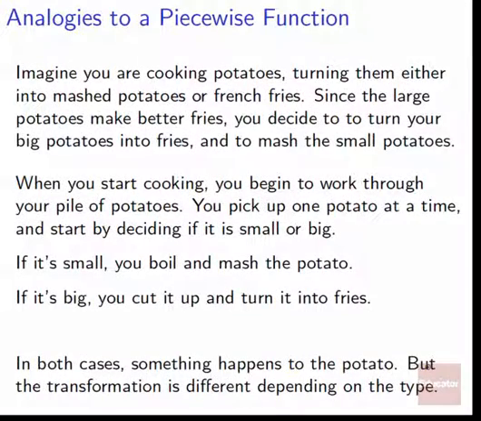First analogy, imagine you are cooking potatoes, and you're going to turn them either into mashed potatoes or French fries. Since large potatoes make better French fries, you decide to turn your big potatoes into fries and to mash up the small potatoes, right? You just bought a big pile of potatoes, so you've got some big potatoes and some small potatoes. Some of them are going to make better fries, and some would probably make better mashed potatoes. So the big ones will become fries, and the small ones will become mashed potatoes.